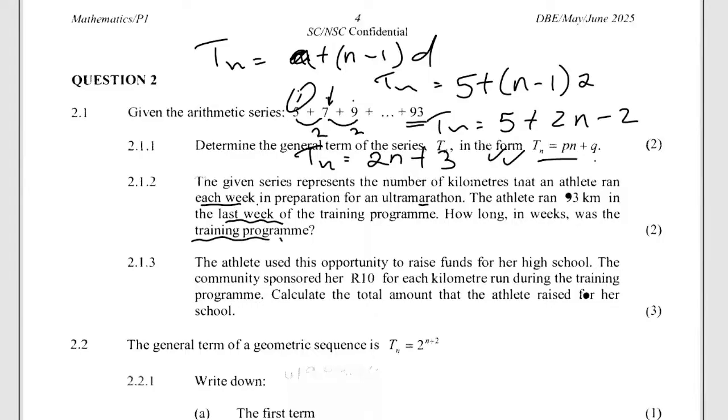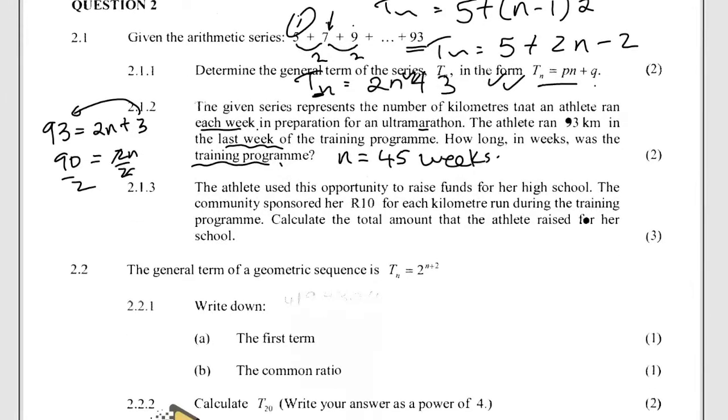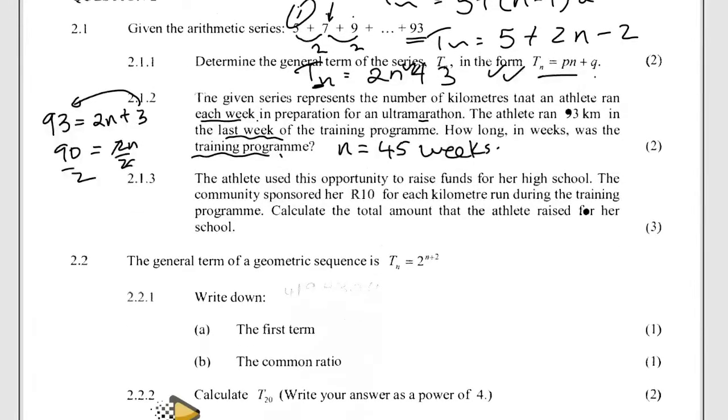So we need to look for the value of n if the last term Tn is 93. So we shall say that 93 is equivalent to 2n plus 3. Let's move this 3 to that side. It's going to be 90 is equal to 2n. Then divide both sides by 2, meaning that n is 45 weeks. So this person practiced for 45 weeks.